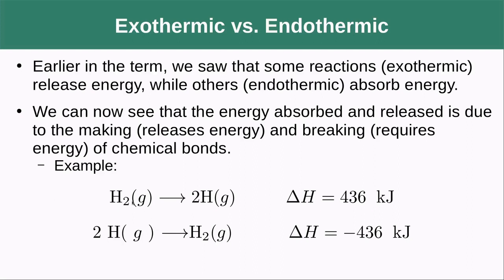And here's an example where we can see that when we have H2, like in our previous example, and we break that up into two free hydrogen atoms, it's going to require 436 kilojoules of energy. But when we have two hydrogen atoms and we form an H2 molecule, we are going to release 436 kilojoules of energy.